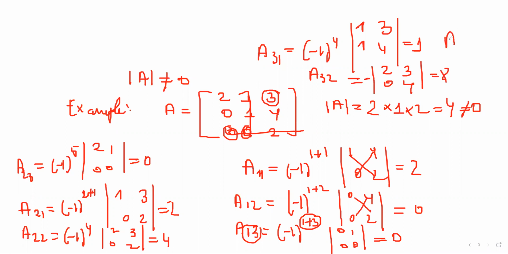And the last one here, A33, is going to have the positive sign. Let me make it clear here. Yeah, A33 is this element. Yes, 2, 2, 1, 0, 1. So it's going to be 2 minus 0, which is 2. So we have all cofactors here.